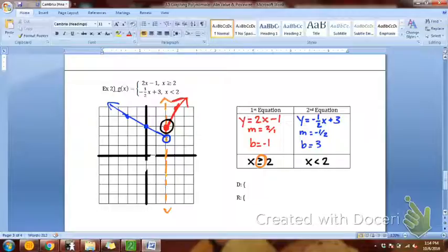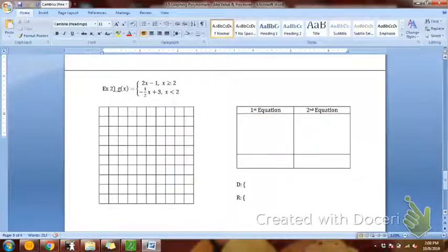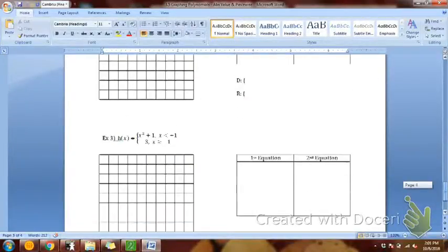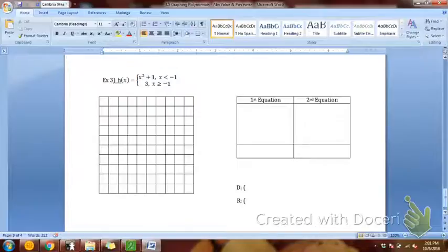My graph doesn't look like your graph. Okay, I can help you with that in just a minute. So let's try example 3. Okay, separate them out. Example 3.